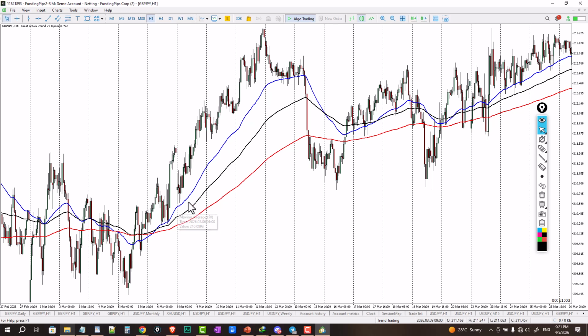Price was above this, the blue was above the black, and the black was above the red. This was a bullish market. And consequently, since this was a bullish market in this case, you can see that the market structure of an uptrending market was what just kept forming.